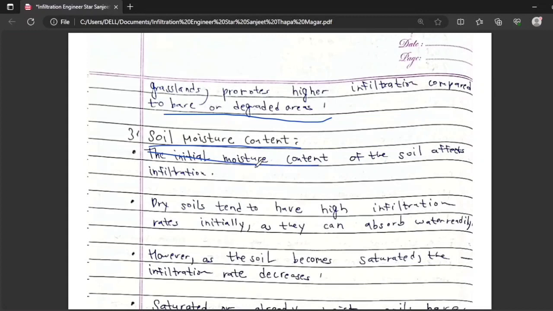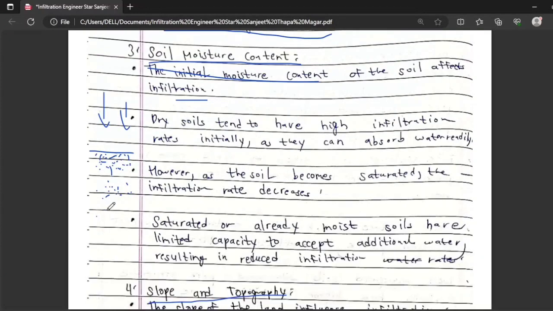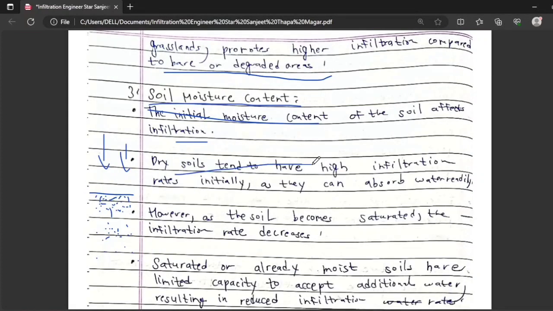Soil moisture content. The soil moisture content of soil affects infiltration. Dry soil tends to have a high infiltration rate initially as it can absorb water readily. If this is dry soil, then its voids are free from water, so if rainfall occurs, these voids will quickly absorb water, and to fulfill the water deficiency in the soil below, it will transmit water. So dry soil tends to have high infiltration rates initially as it can absorb water readily.